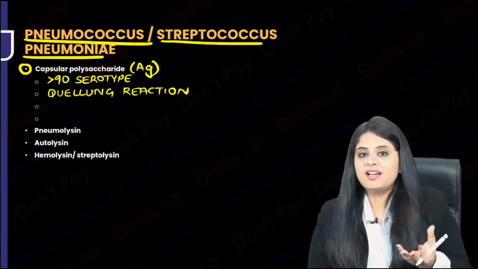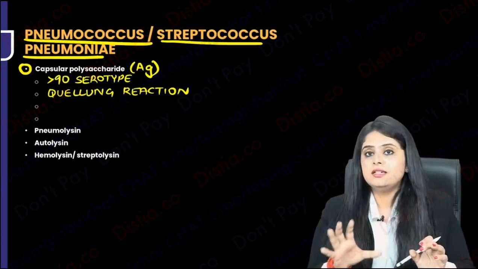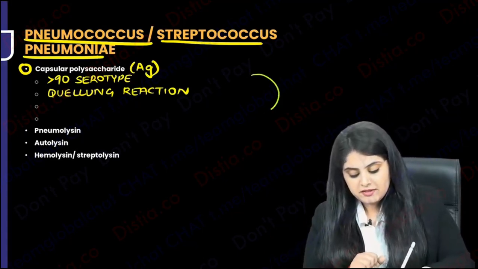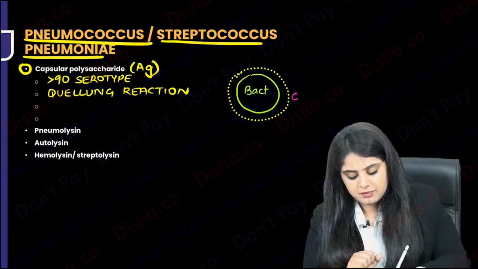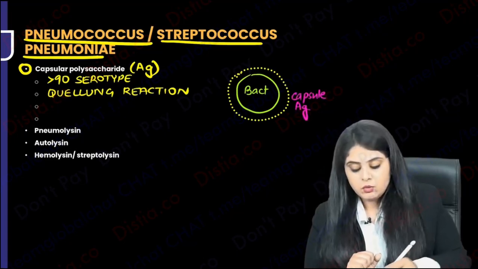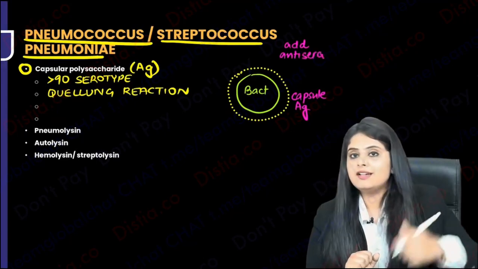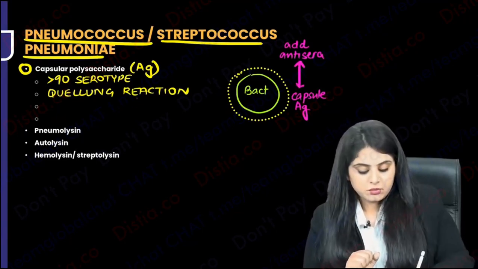So first, I'll always give you one mnemonic so that life becomes easy. Quellung, swelling, it rhymes: Quellung and swelling. Remember, if this is a bacteria and you say it is capsulated, it has a capsule. Capsule means it's going to have an antigen around it. What will you do? You will add antisera or some antibody. Now tell me, if antigen is there and you add some antisera, is there going to be a reaction? Yes, so that is what happens.